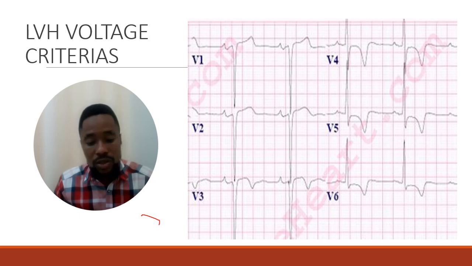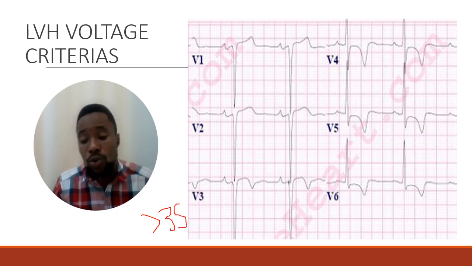Sorry, let me write it. So it says it's greater than what? It's greater than 35. Good. So that is LVH based on Sokolow-Lyon voltage criteria. Now you can see the S wave here.